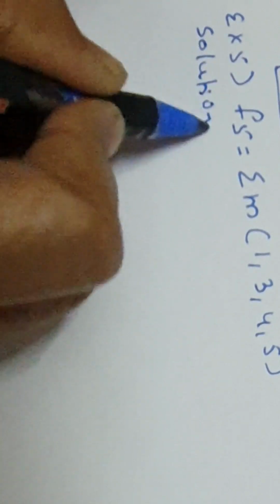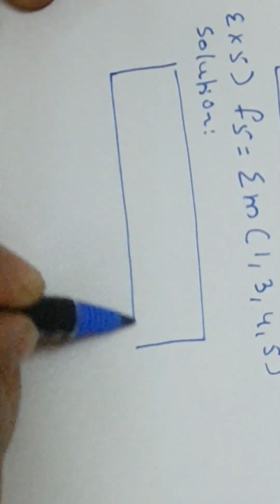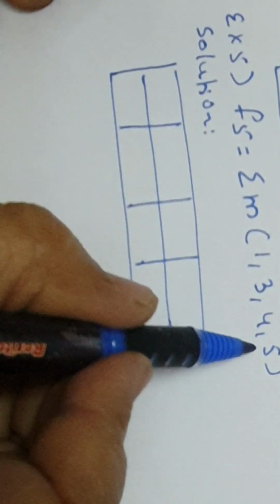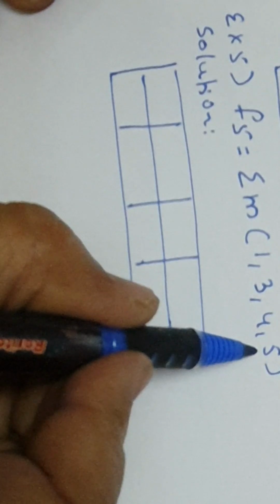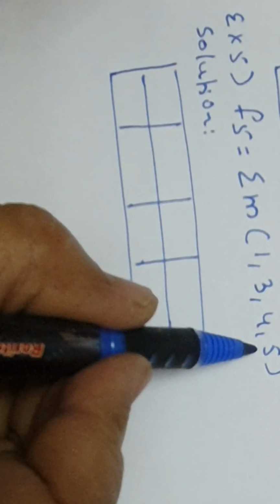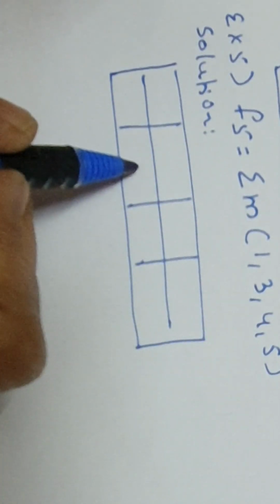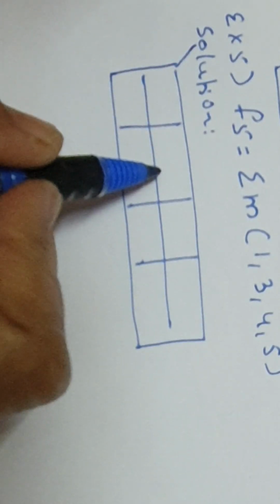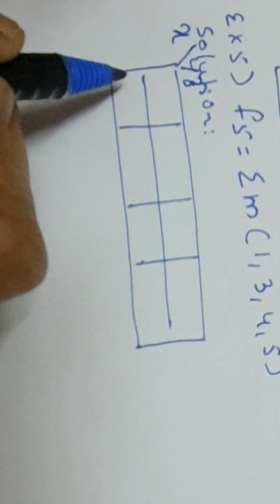Then the solution: 3 variables means we have to draw an 8-square K-map, because the biggest minterm is 5. To represent 5, 101 in binary, a minimum of 3 bits are required. Hence the given Boolean equation is of 3 variables, so 2 raised to 3, an 8-square K-map we will draw. Let x, y, z be the input variables. X we write here, y, z we write here.